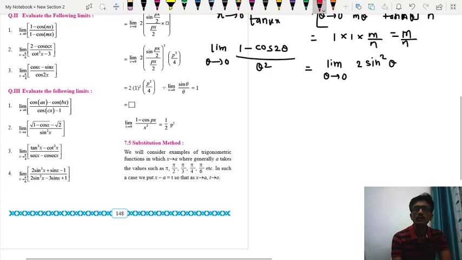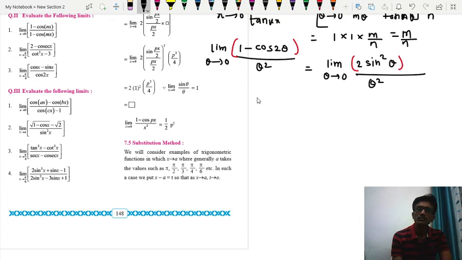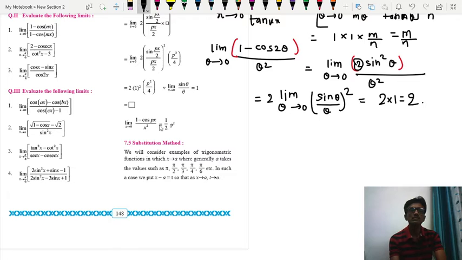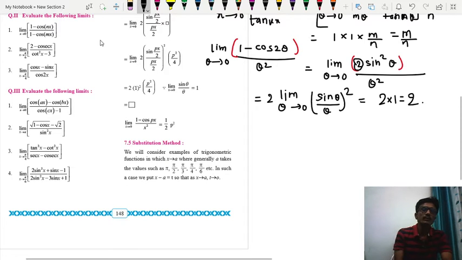See, 1 minus cos 2 theta is equal to 2 sin square theta, and upon theta square is there, so this will be equal to 2 times limit theta tends to 0, sin theta upon theta whole square. This 2 we are taking outside, and this limit is 1, so it will be 2 into 1, that is equal to 2. Yes. Next question, so we'll do the next one.